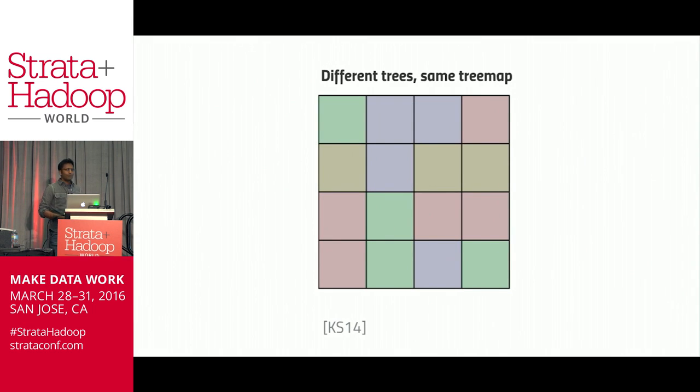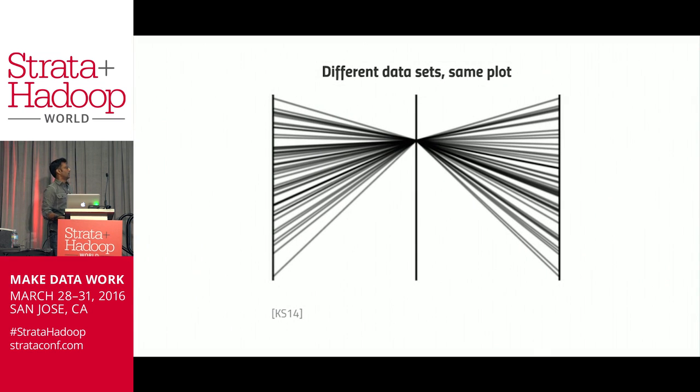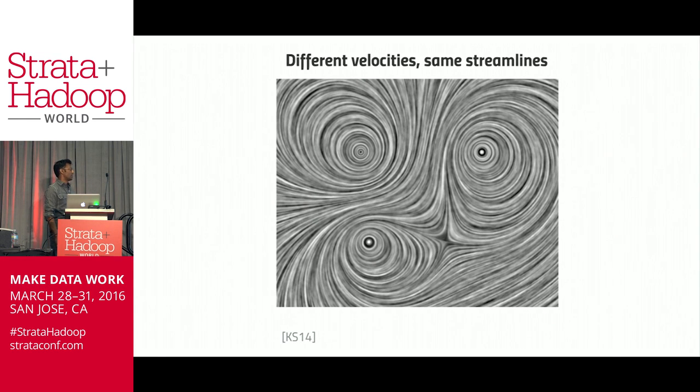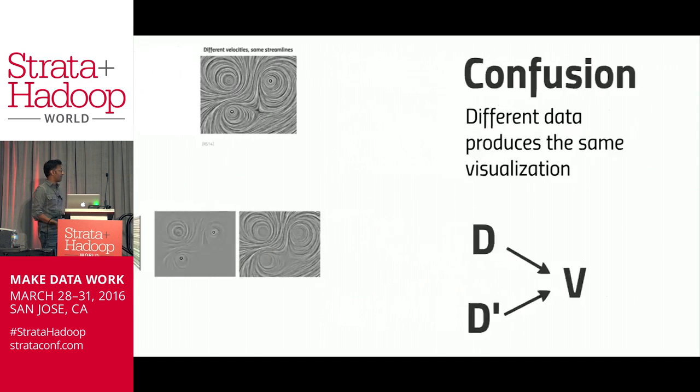Okay? Again, tree maps, how many people are familiar with tree maps? There are multiple trees, multiple data, that can produce this exact same tree map. Parallel coordinates, same thing. Different data sets, same parallel coordinates plot. This is a streamline visualization. You can have two different streamlines with different velocities, and they'll map to this exact same visualization. So what we've seen here is confusion, and this is a failure of unambiguity. This is when two distinct data points, instead of mapping to two distinct visualizations, map to the same visualization. So let's look at how to fix that now.